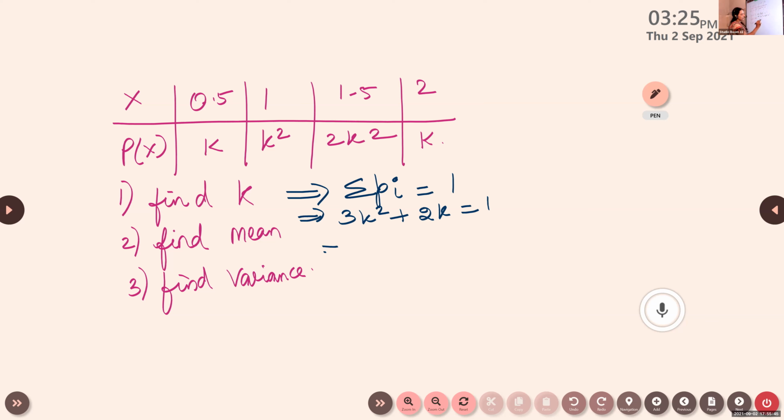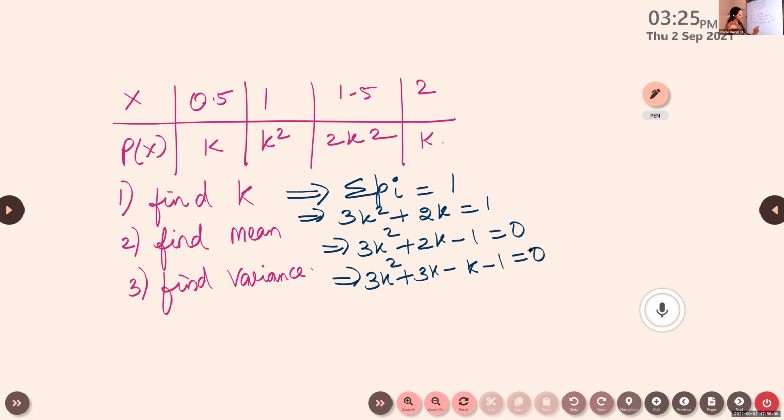So we'll get 3k square plus 2k minus 1 is 0. Now split this: 3k square plus 3k minus k minus 1 is 0. We are solving it by splitting the middle term. So here if you take 3k outside, you get k minus 1. Again, if you take minus 1 outside, k minus 1 is 0.